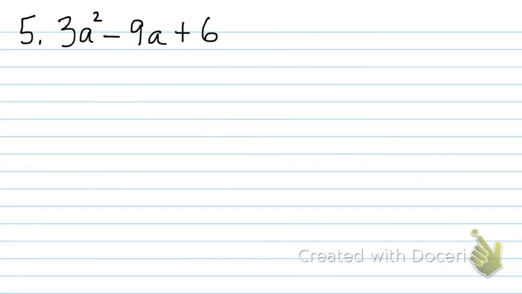So again, you might want to stop the video and do this problem. I'm going to go ahead and do it now. Greatest common factor here. Now notice there's only a common factor of 3. There is no common factor of a because the last term here doesn't have a factor of a. So 3 is the only thing we can factor out. It's going to be 3 times a squared minus 3a plus 2.